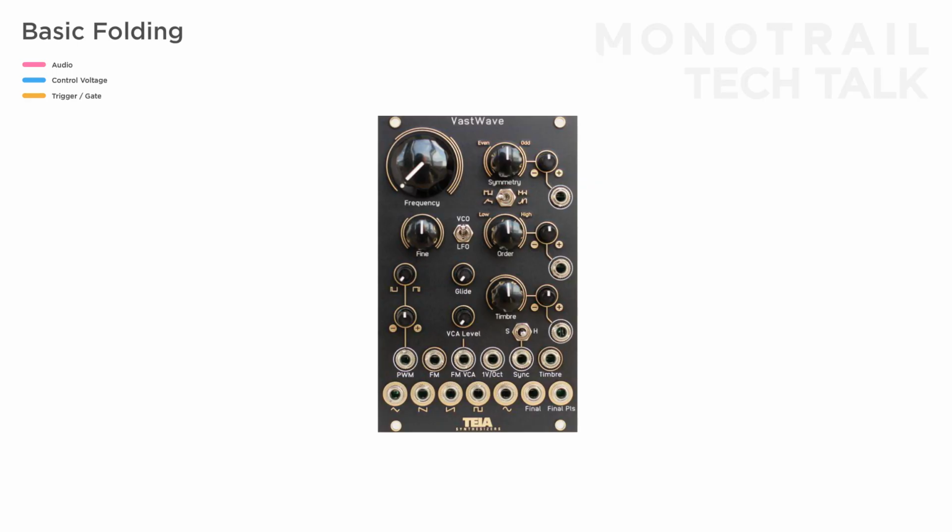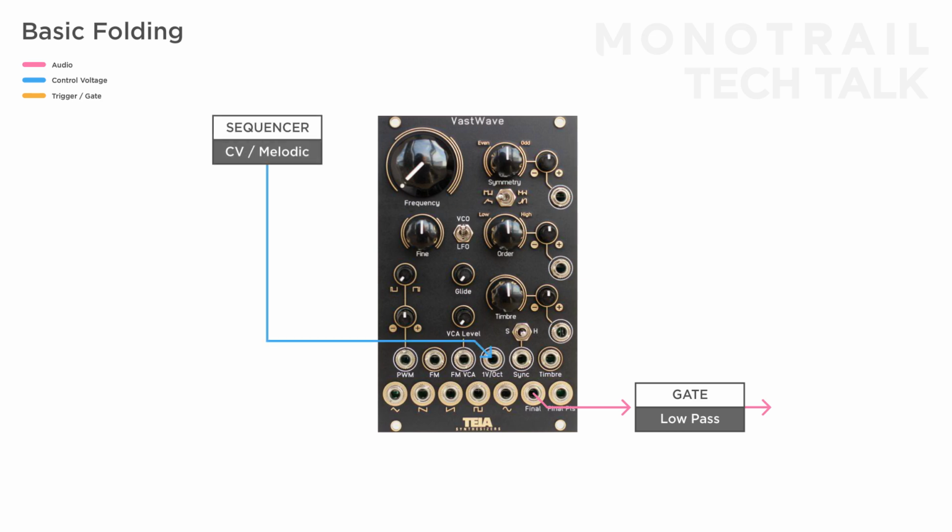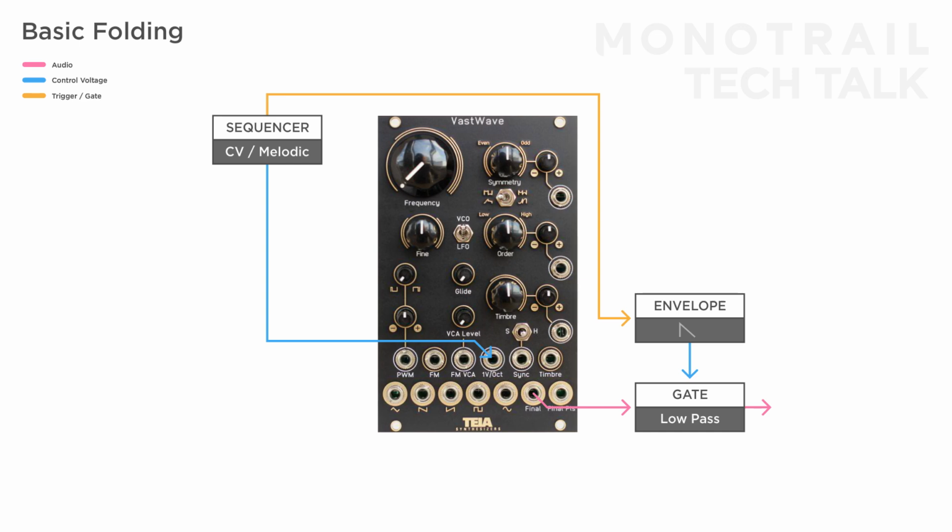Even without a lot of other modules, you can push the sound of this oscillator into all sorts of territories by tweaking the wavefolder by hand. Let's set up a simple voice by taking the final output into a low-pass gate and use a sequencer to tune the oscillator and trigger an envelope opening the gate.